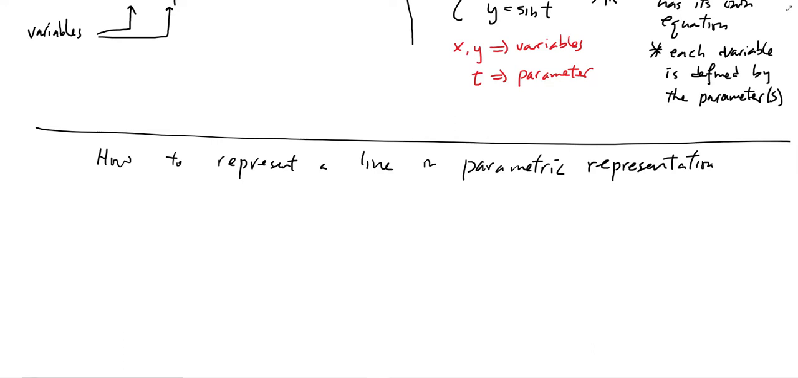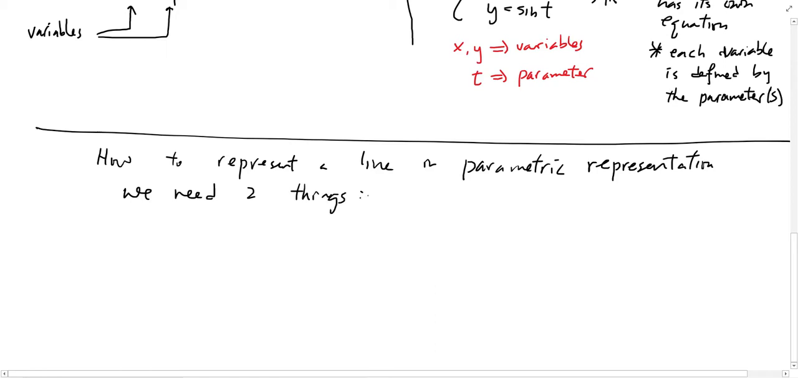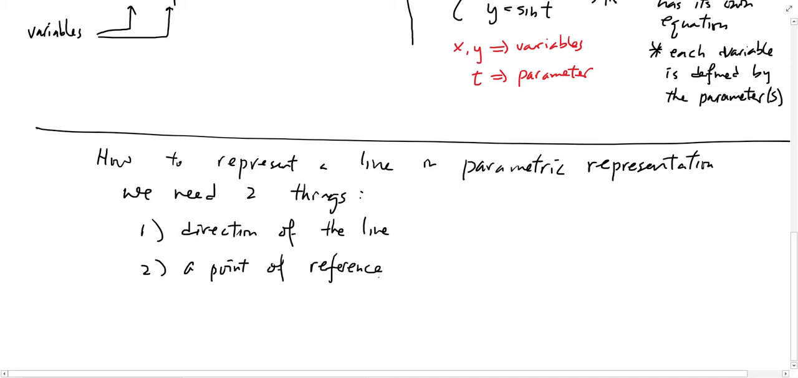So how do I represent a line in parametric representation? Well, we need two things. So what are those two things? Number one, we need a direction of the line. And number two, we need a starting point on the line, a point of reference on the line. You can think of it more like a starting point. And if you think about it physically, parametric representation is actually more natural to describe a line.